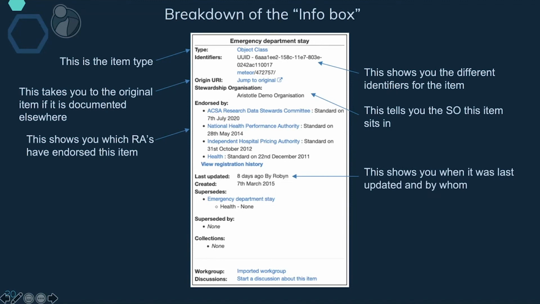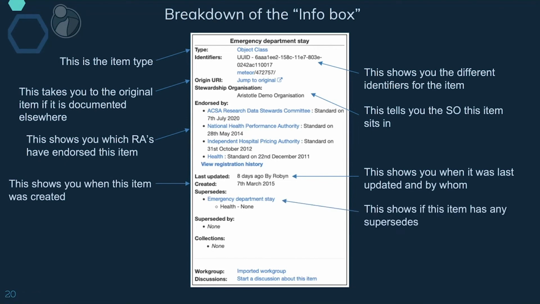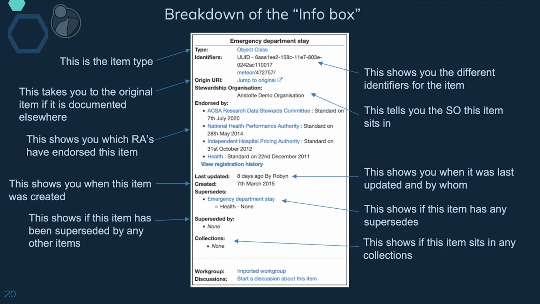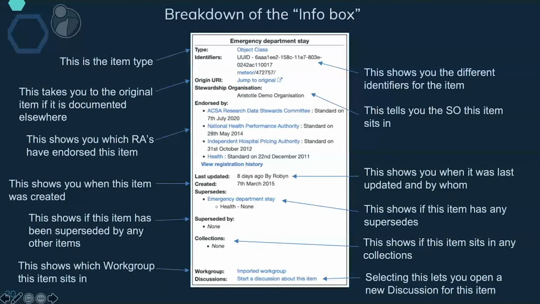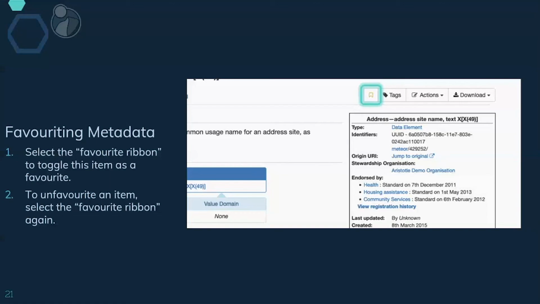It shows when it was last updated and who last updated it, when it was created, if the item supersedes anything, if it's been superseded by anything, and if it's in any collections. If you're logged in, you'll also see what work group it belongs to, and if there are any discussions for the item as well. Also, if you've tagged this item with anything, you'll see tags down there as well. Again, tags and favorites are personal and nobody else will be able to see your tags or favorited items.